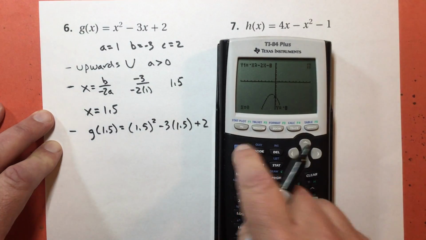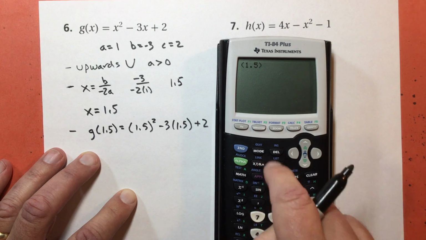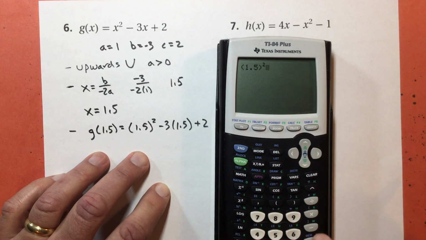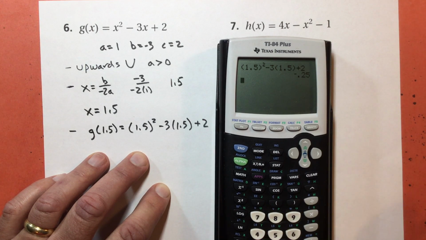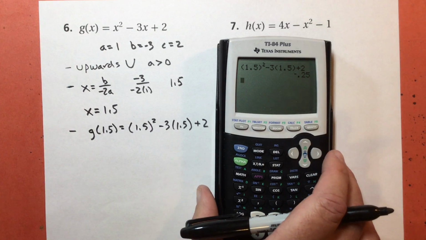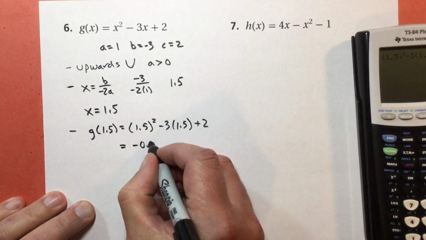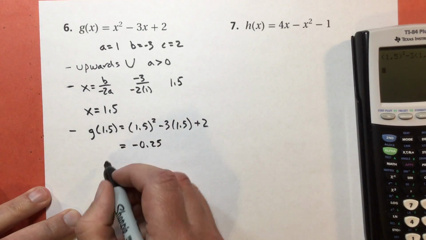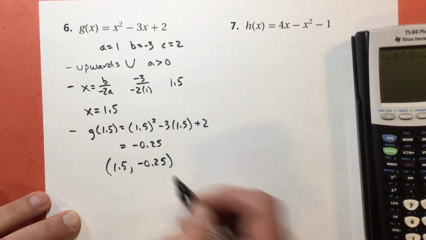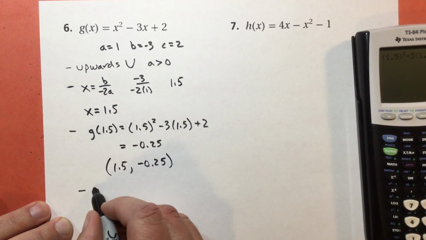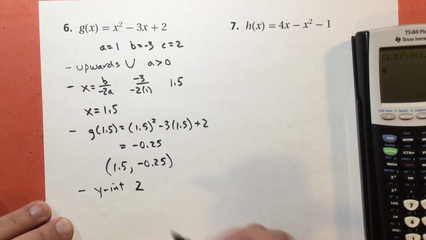I'm going to cheat. 1.5 squared. Subtract 3 times 1.5 plus 2. I get -0.25, which is -1/4. So my vertex is 1.5, -0.25. And finally, my y-intercept is just that number right there, which is 2.